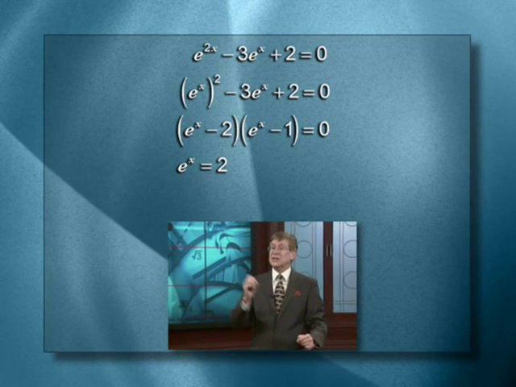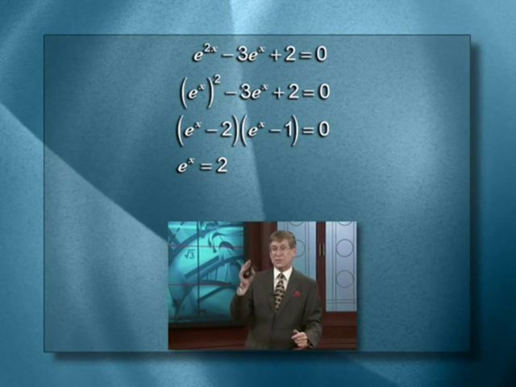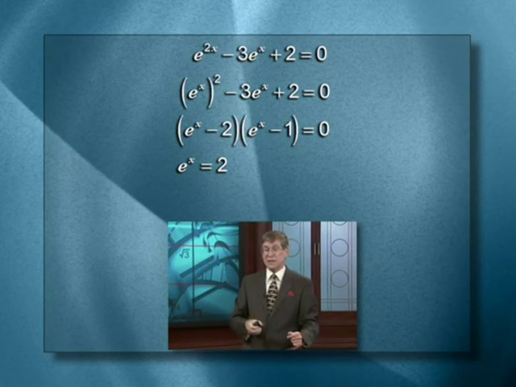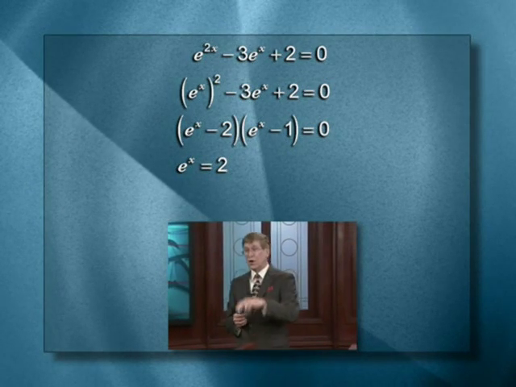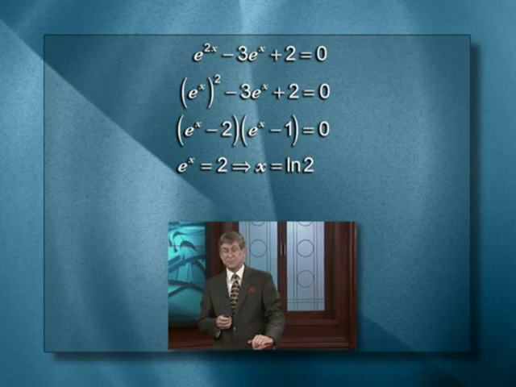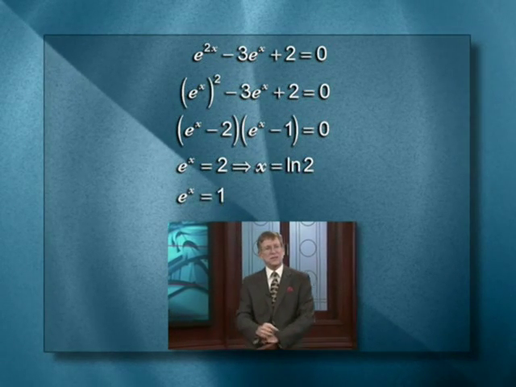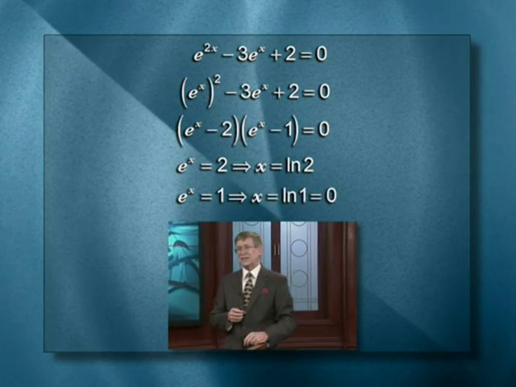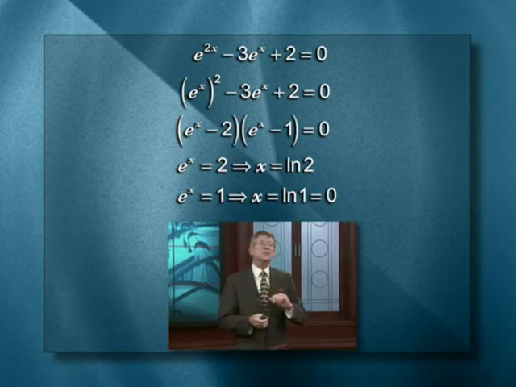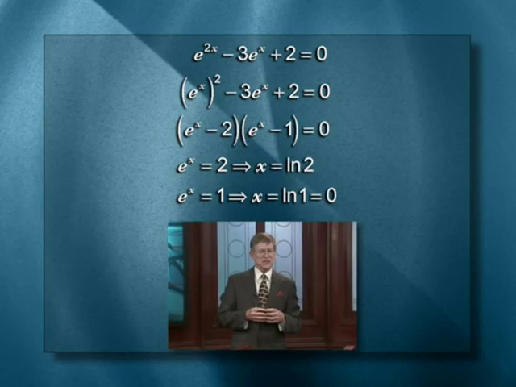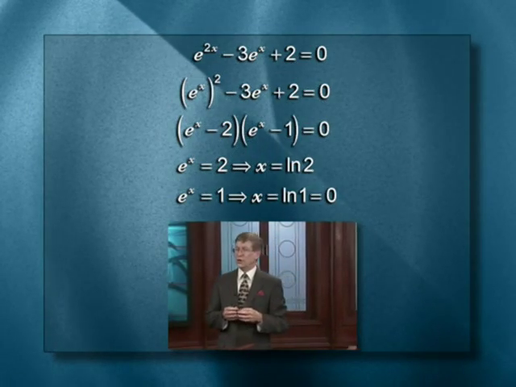So if e^x equals 2, that's setting e^x - 2 equal to 0, then using the inverse properties of exponentials and logs, that means that x is log 2. And if e^x is 1, that means that x is log 1, or 0. So I see here two solutions. x can be 0 or x can be log 2.